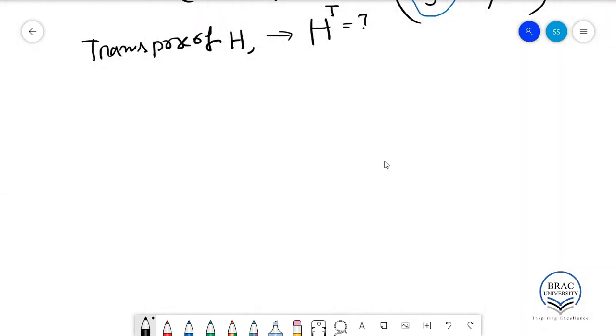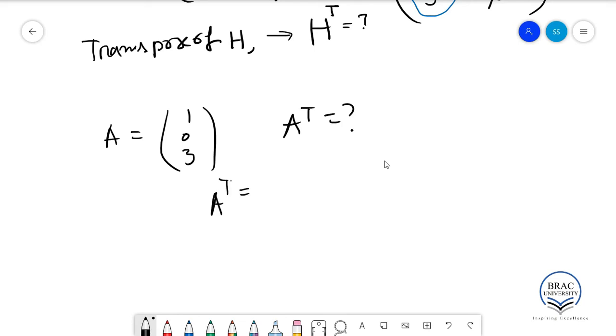Let's say you have a column matrix A as 1, 0, 3. A transpose is equal to what? This is the thing we want to know. So there are 3 rows and 1 column, and the rows will become columns, right? So for A^T, that means A transpose, the first column is just 1, the second column is just 0, and the third column is just 3. This is how you can do transposition of a matrix.